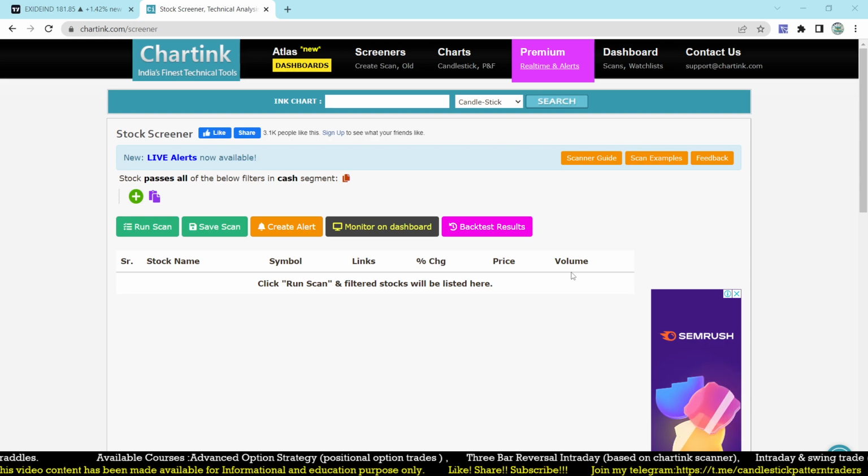Let's create a scanner for when the first 5 minutes candle forms a reversal pattern below the lower Bollinger Band. In this video I'm going to create a scanner for that single candle reversal pattern happening below the lower Bollinger Band. That kind of stocks, how we are going to find using the charting skill that I'm going to show you right now.